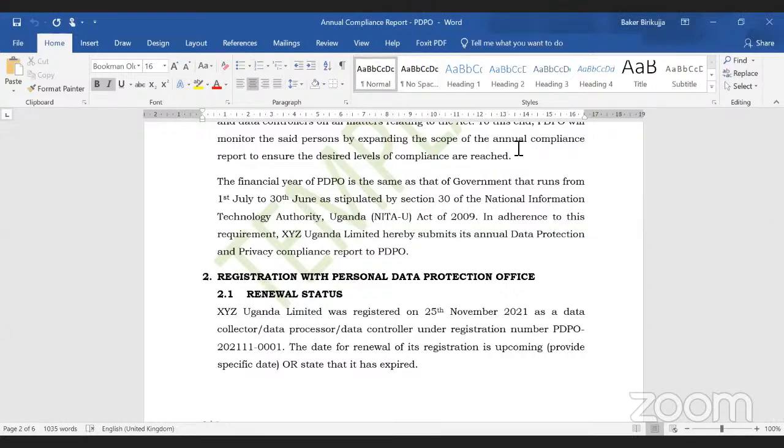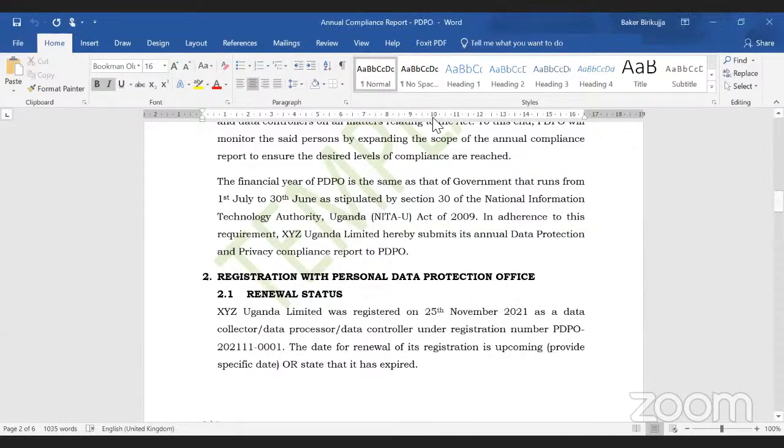So we're talking about the particulars which should be provided in the report. One, we're talking about the financial year. The law requires the report to have been submitted within 3 months at the end of the financial year. Now, this financial year is that of government, which ends on 30th June of every calendar year. So it's expected that between July to 28th of September, that is when you should have submitted your annual compliance report. That is the only financial year for emphasis purposes that you should be considering.